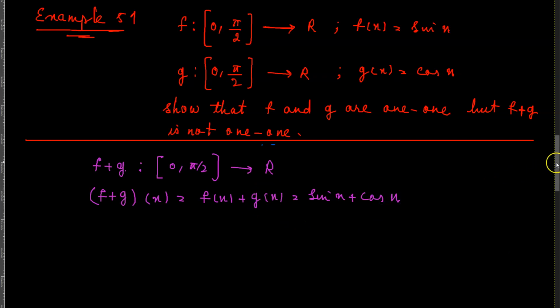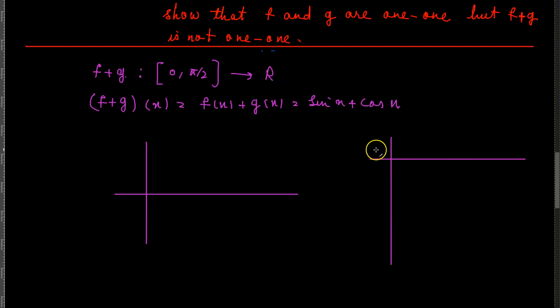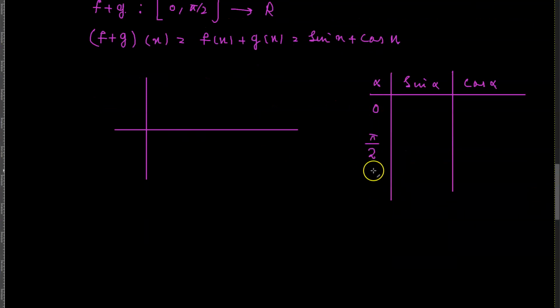Now if you draw the graph of this function, let's say you have your alpha here, some angle, 0 and pi by 2, and let's say that this is sine alpha and this is cos alpha. You can of course extend this table to 0, pi by 2, pi, 3 pi by 2, and 2 pi.